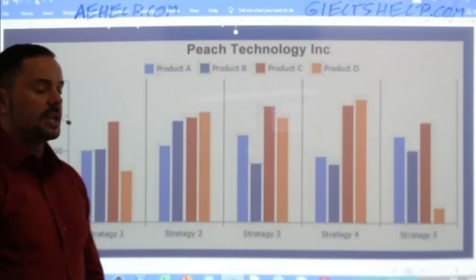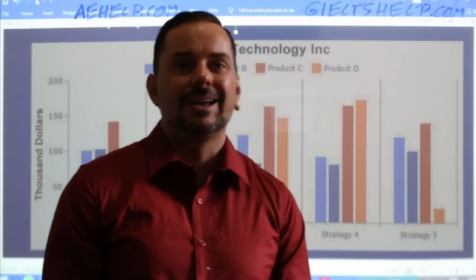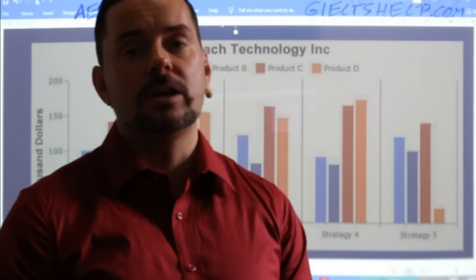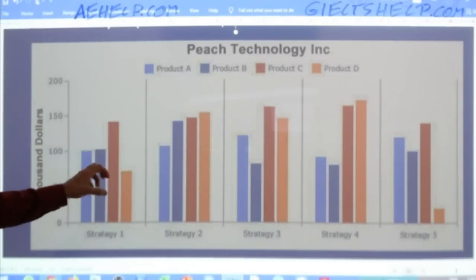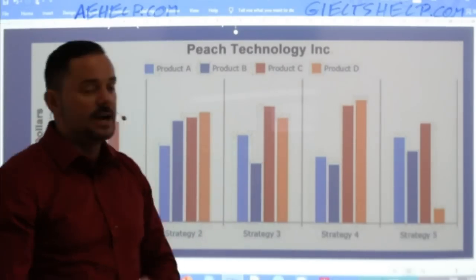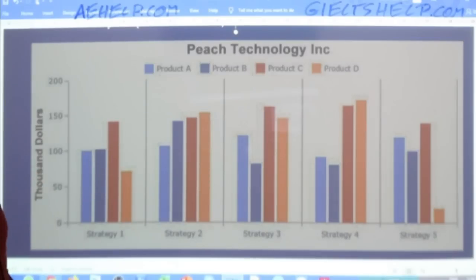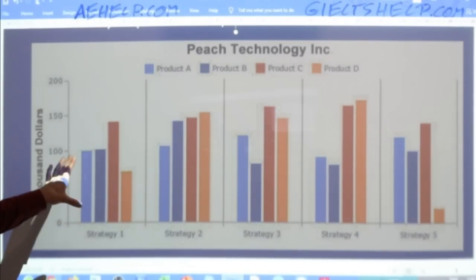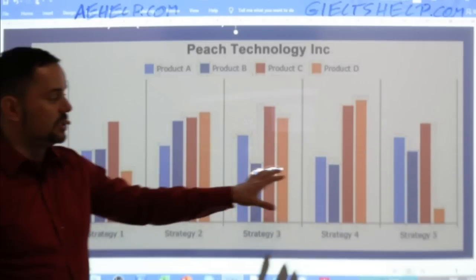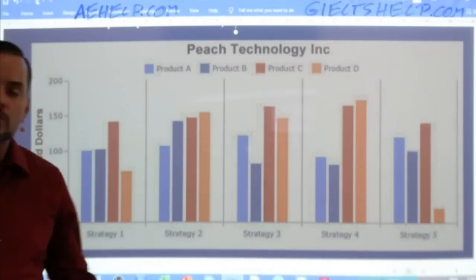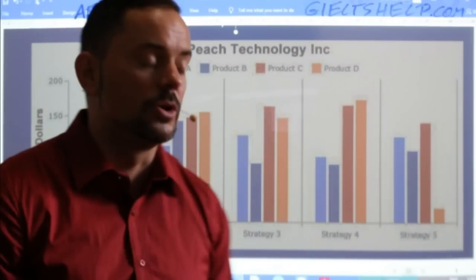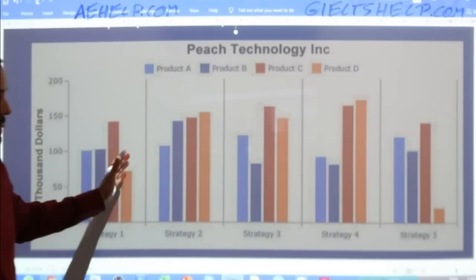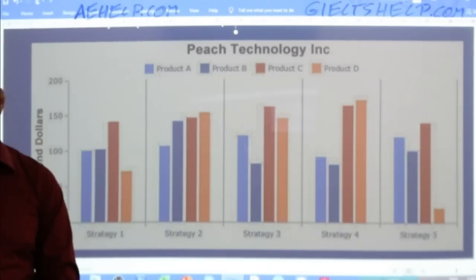What do you think is the best? So if I am working for Peach Technology Inc., do you think I would begin by talking about strategy 1 first and then comparing it to 2, 3, 4, 5? Or if I want to make more sense for my audience, would I choose to first talk about how product A performed in each strategy, B performed? Which one would you choose? Let's see who takes which side. So compare strategies to each other or compare product performance to each other.